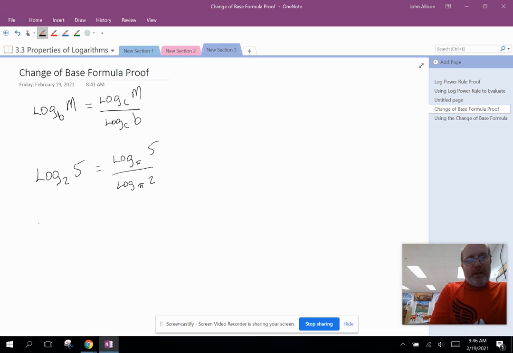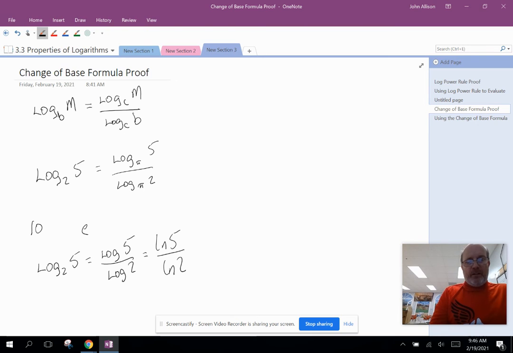We would never want to change to base pi, but the two most common bases in computer languages are log base 10 and log base e. And so I very well might want to write a program that has an equation that can convert a logarithm like log base 2 of 5 to log base 10 of 5 over log base 10 of 2. Or in log base e, it would be ln 5 over ln 2. Those are equivalent expressions. That is how we change bases.